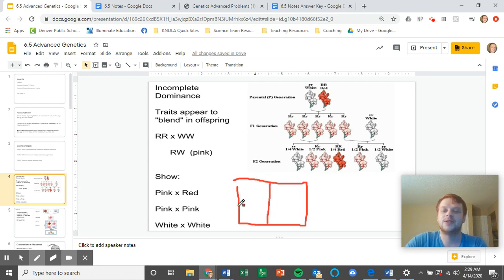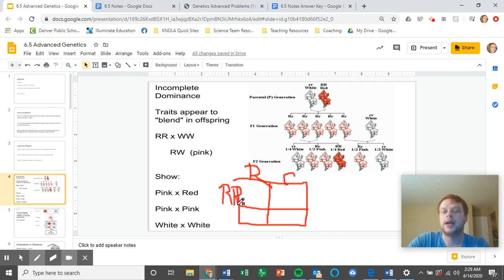So first thing we're going to do is draw a 2x2 Punnett square. And then you're going to add your letters. So I know I have a pink flower. Remember, pink is a heterozygote, so that's one capital R and one lowercase. Then I have a red flower, so that's two capital R's.